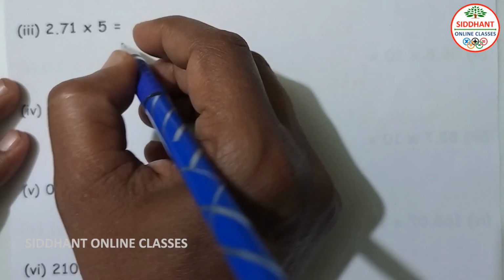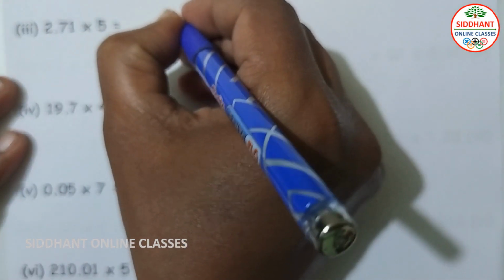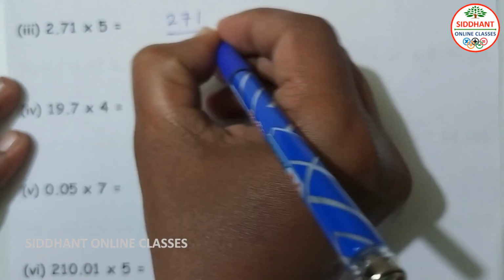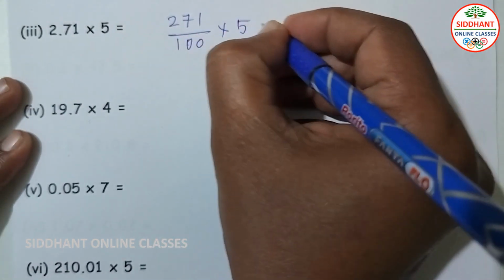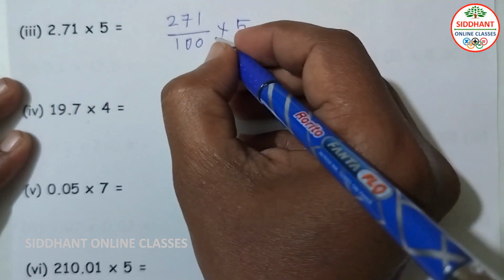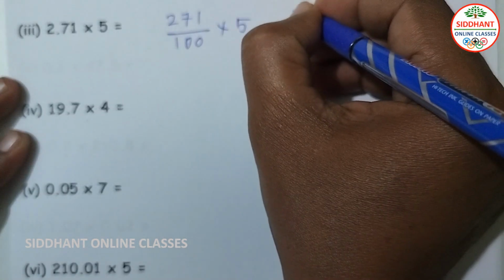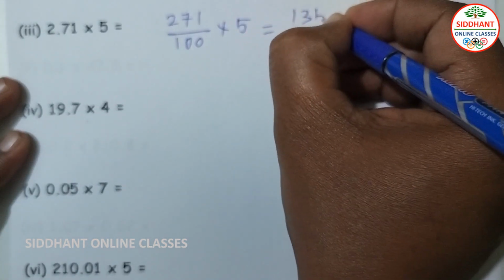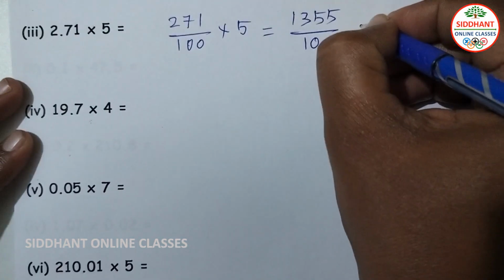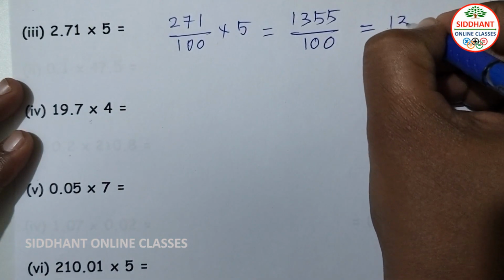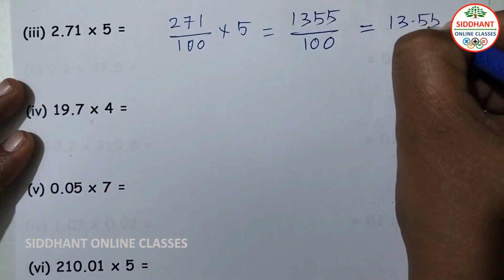Third one, 2.71 into 5. So 2.71 can be written as 271 by 100 into 5. 271 into 5, that equal to 1355 by 100, that equal to 13.55.